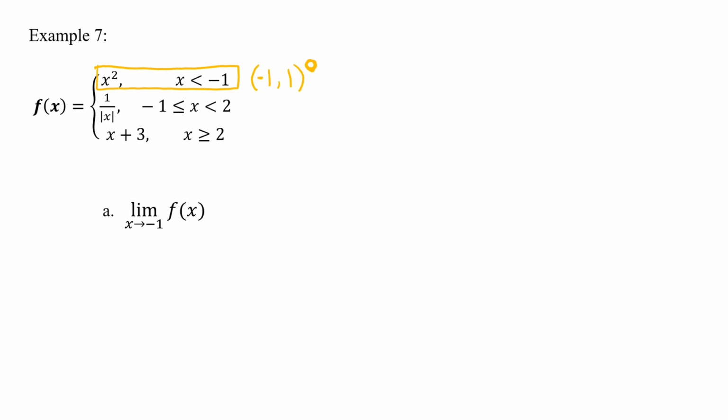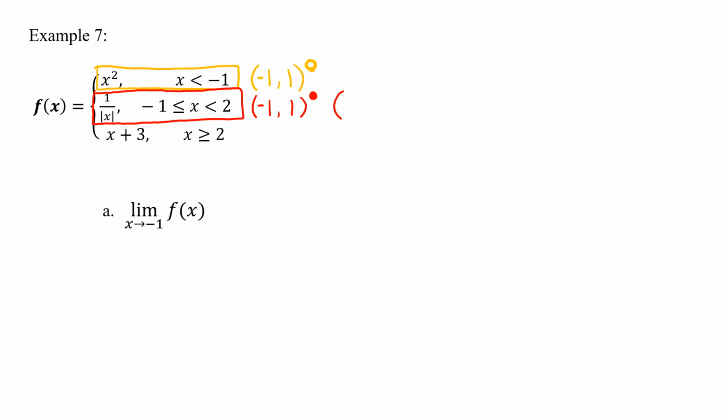Next, we'll take a look at this 1 over the absolute value of x, which has a domain of negative 1 is less than or equal to x is less than or equal to 2. So we have 2 boundaries for this particular domain, so we'll need to check each of them. So when we input negative 1 to this function, we get 1 over the absolute value of negative 1, which is 1. Since we have this less than or equal to symbol, this point is included.